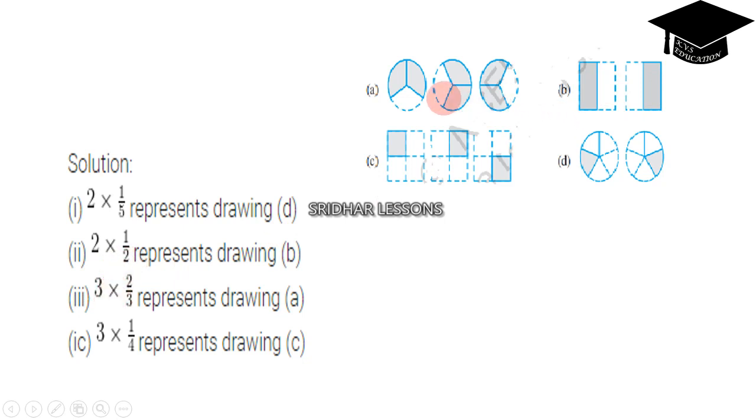Next, this one, how many pictures are there? 3 circles are there. 3 into 2 by 3. See here, 2 parts were shaded. So 3 circles into 2 by 3 represents the drawing A. And finally see, 3 into 1 by 4, we have 3 squares. Each square has 4 blocks, out of which only 1 block was shaded. That means 1 by 4. So 3 into 1 by 4 represents drawing C.